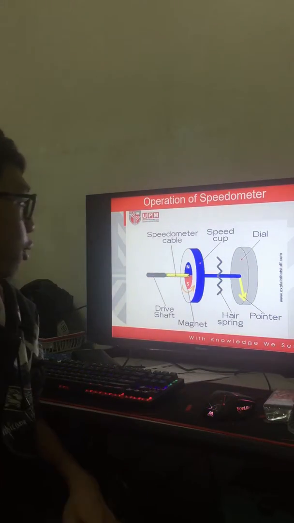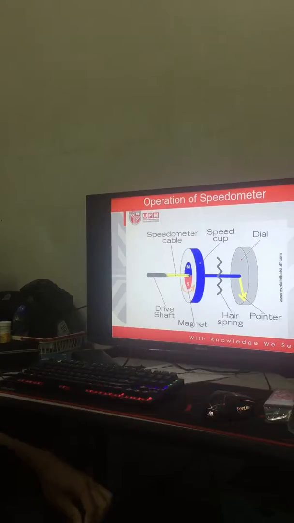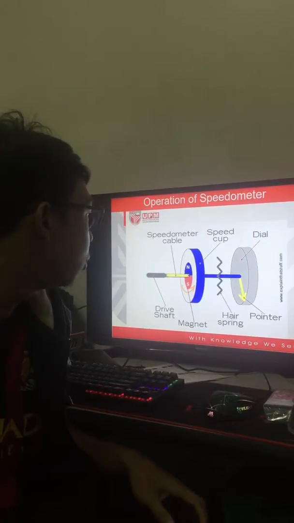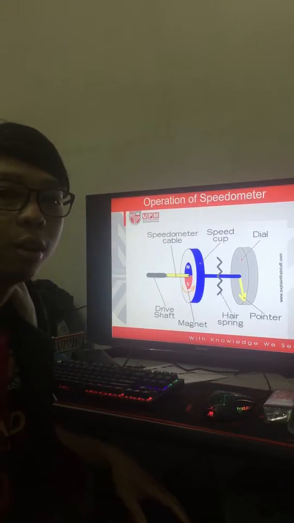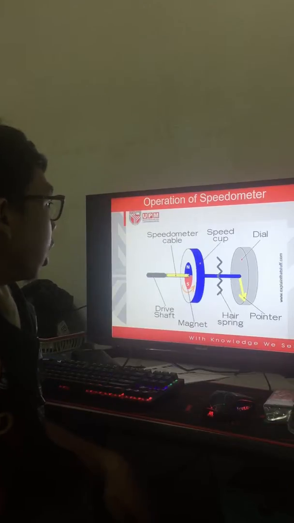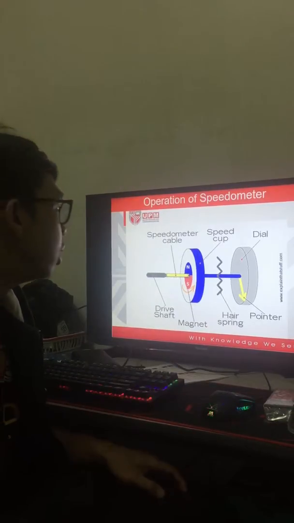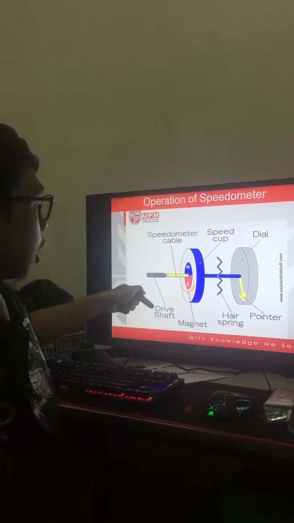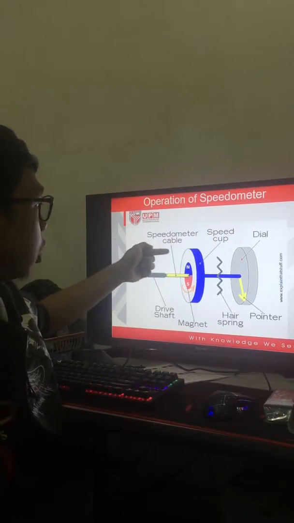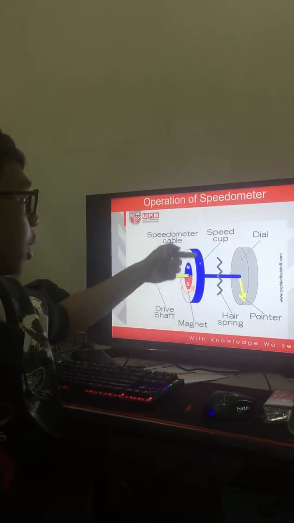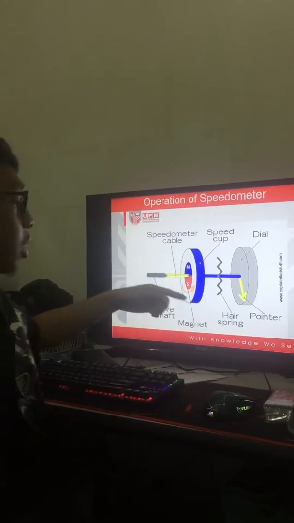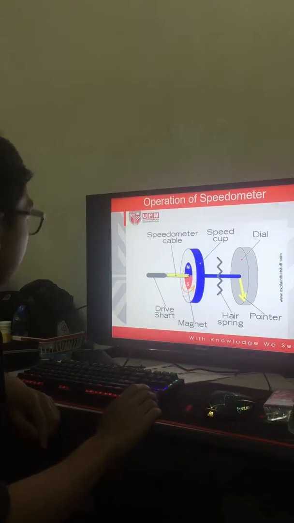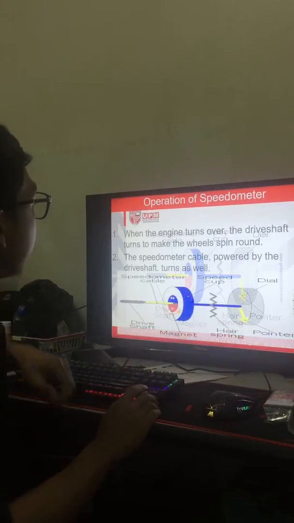Okay, for the second part, I will present to you about the operation of the speedometer. This is the basic structure of the speedometer. First we have the drive shaft, speedometer cables, magnets, speed cup, hairspring, dial, and pointer. Let's move to the next page.